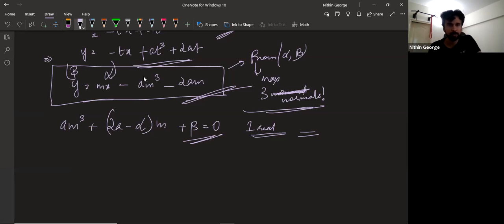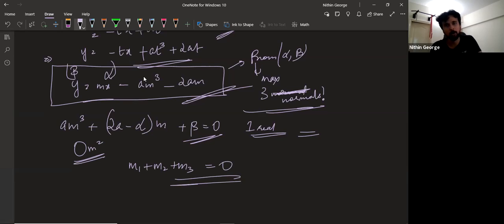And you see here that the m squared term has 0 coefficient. So if the slopes are m1, m2, and m3, what is m1 plus m2 plus m3? It will always be 0. So if you get 3 normals, the sum of the slopes of the 3 normals will always be 0. Is this clear?